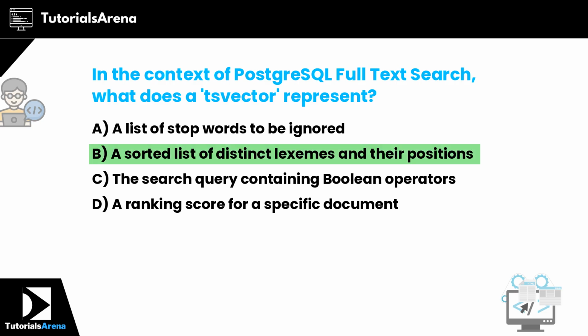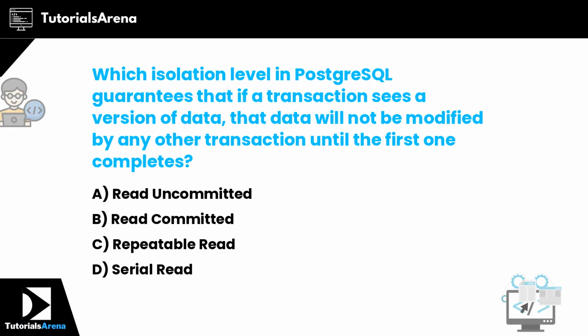The correct answer is option B, a sorted list of distinct lexemes and their positions. Which isolation level in PostgreSQL guarantees that if a transaction sees a version of data, that data will not be modified by any other transaction until the first one completes? The correct answer is option C, repeatable read.